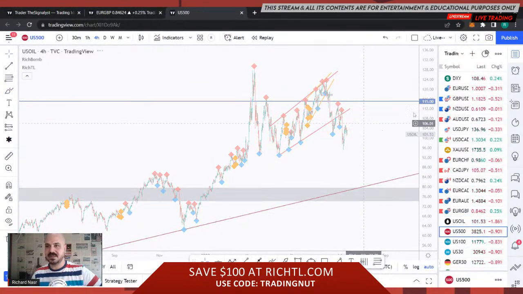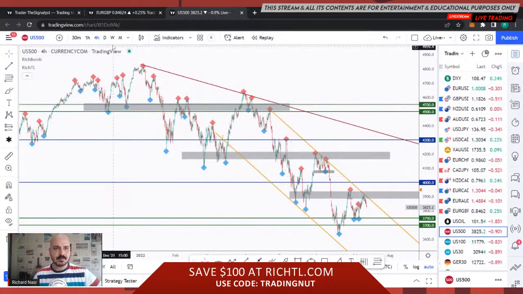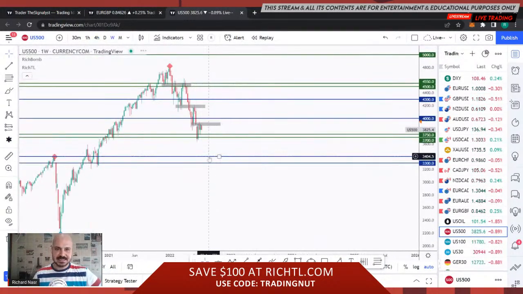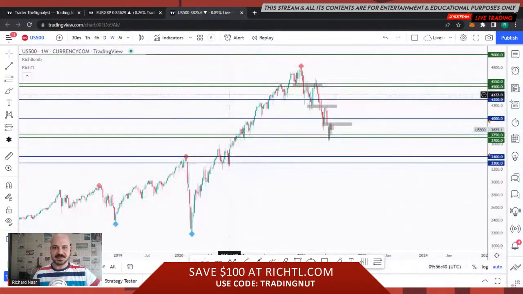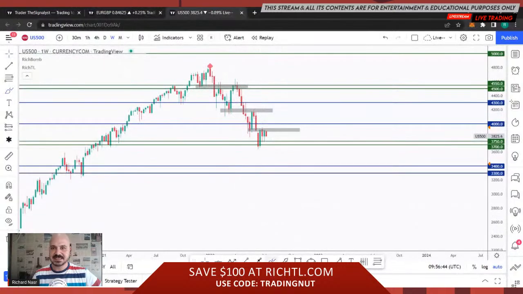On US 500, if you remember last time, we broke below this previous low, retested it, and we were looking for a sell setup, right? So it is just a very straightforward one. Low broken downward, retest, rejection. Low broken downward, retest, looking for rejection.